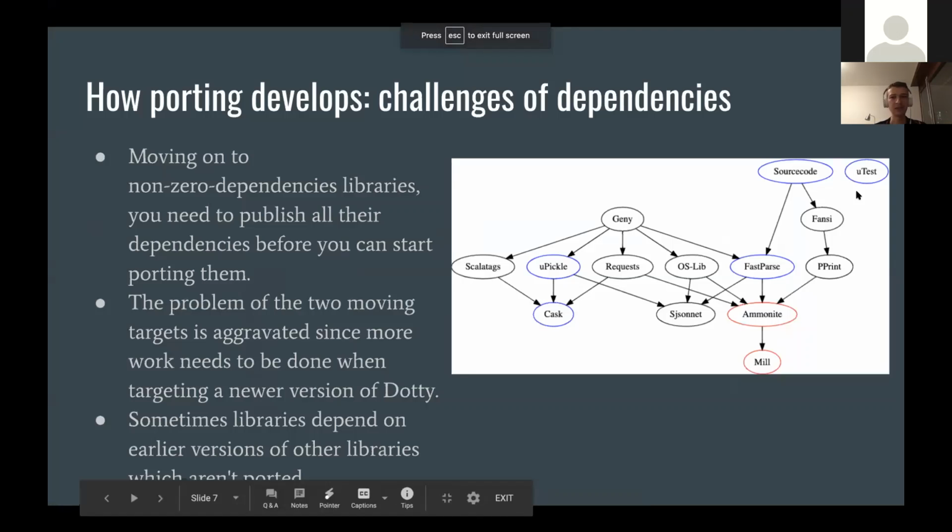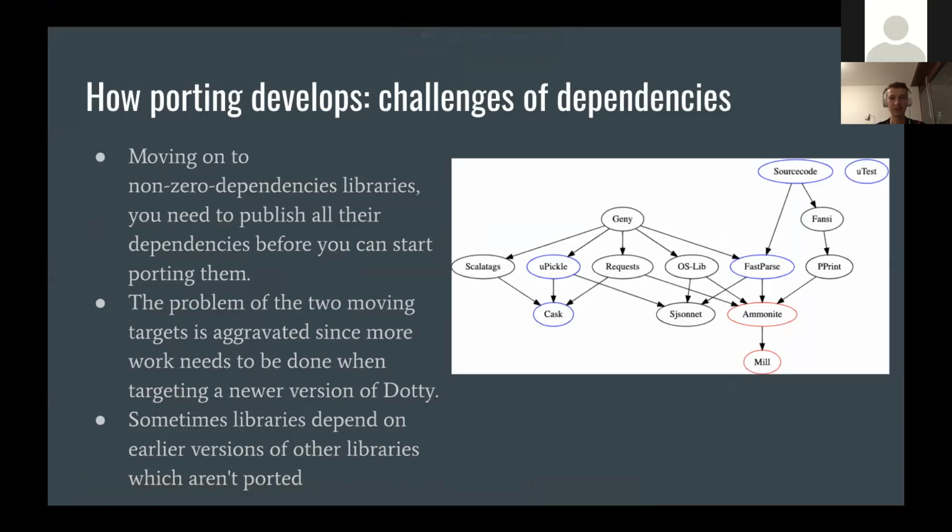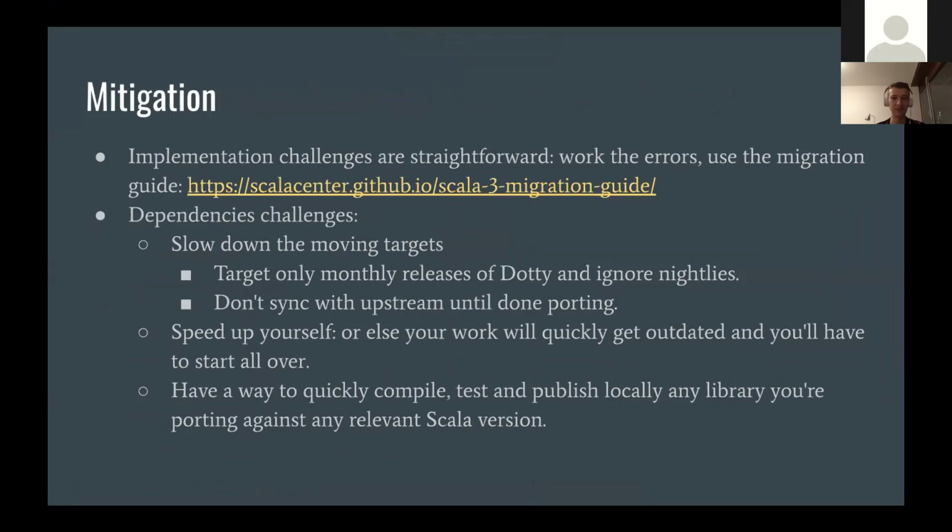Okay, so to summarize this part, we can summarize it with one single sentence. You need to be able to control the graph. You need to be able to control the graph of dependencies if you want to port an ecosystem, or else it will be pretty difficult.